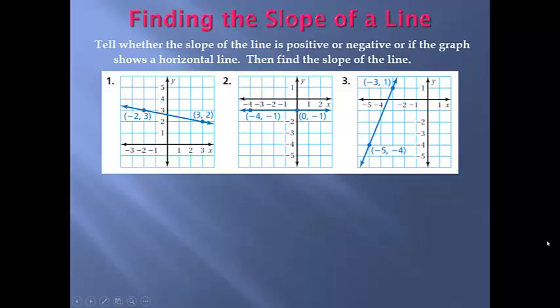Now we're going to find the slope of a line. Tell whether the slope of the line is positive or negative, or if the graph shows a horizontal line. Then find the slope of the line. So for number 1, our line falls from left to right, so that would be a negative slope.